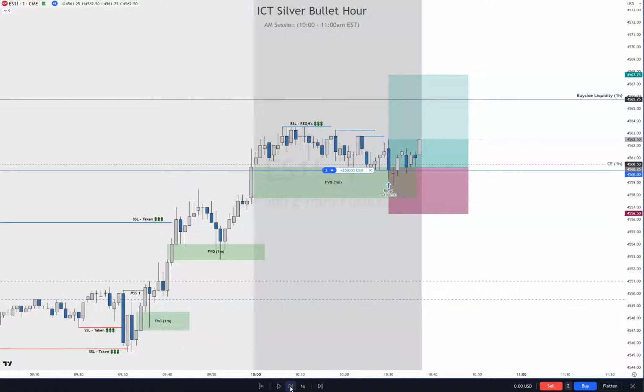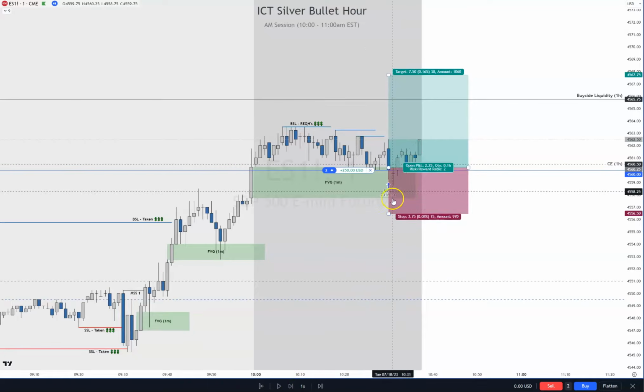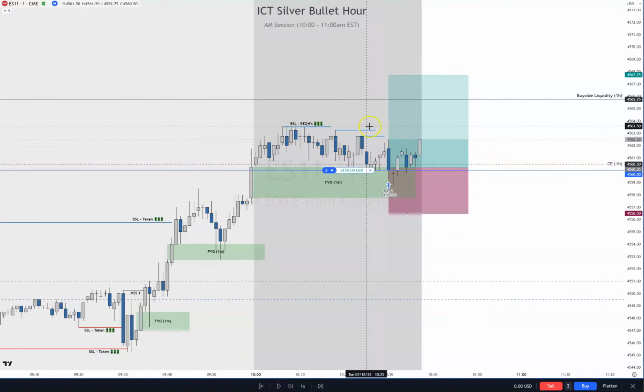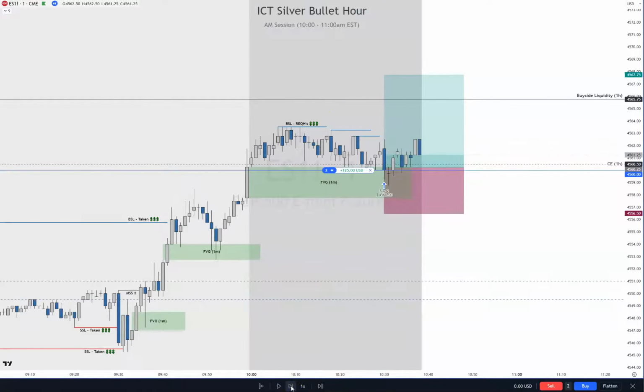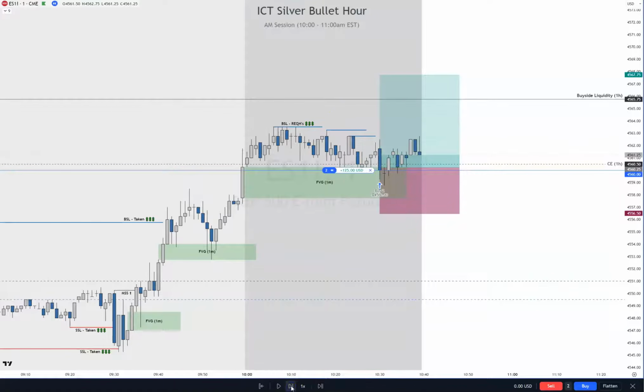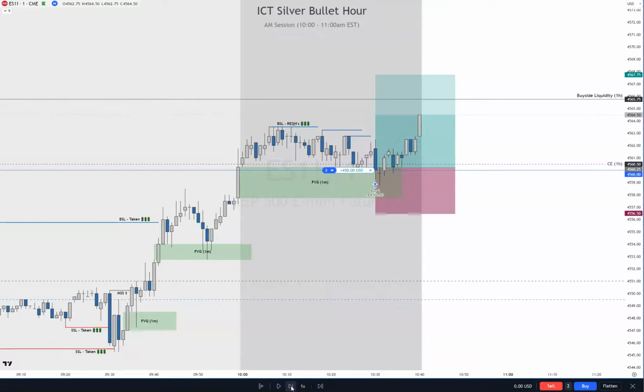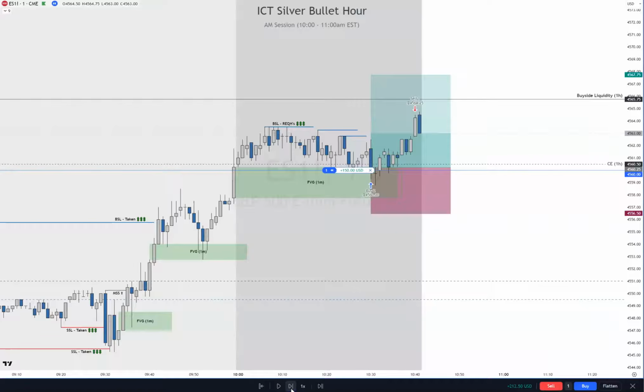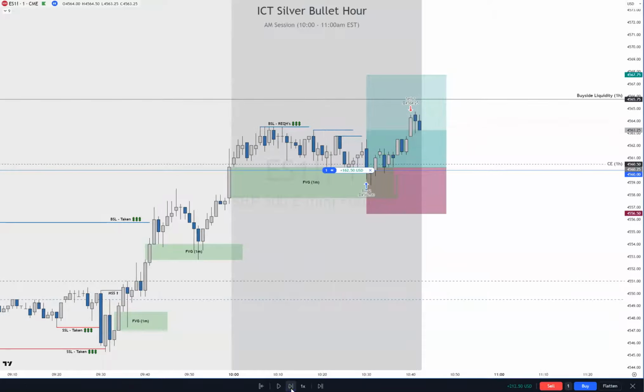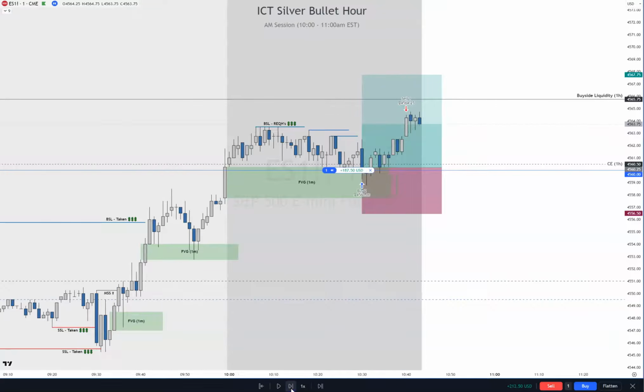Just time distortion. I'll take a partial somewhere in here after it passes these highs. I'll take a partial. I'm going to get a close above that. Alright, that's a close above. I'm going to take a partial right there. And my next one, I have to have a close at or above.